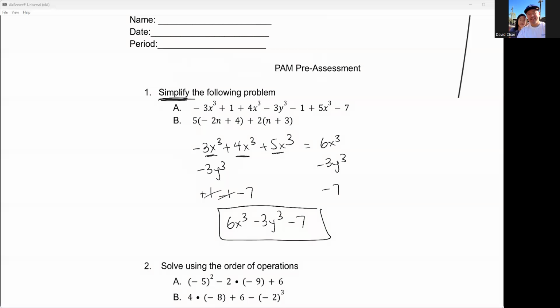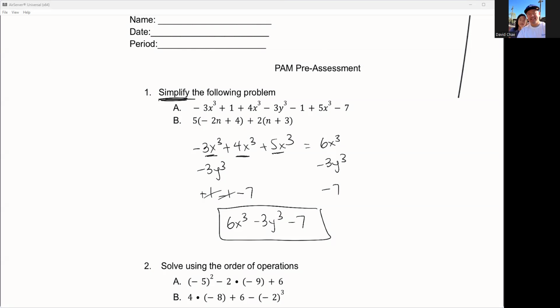Did I do something wrong? No. I'm not going to mark it wrong on this, but generally speaking, you want the highest powers on the left and then the lowest powers on the right. But if you put negative 7 minus 3y cubed plus 6x cubed, that's fine with me. Good question.